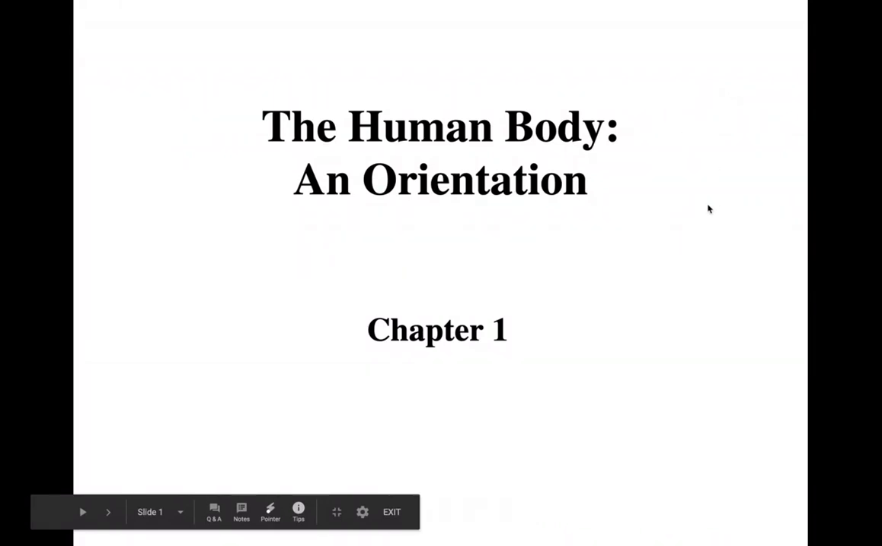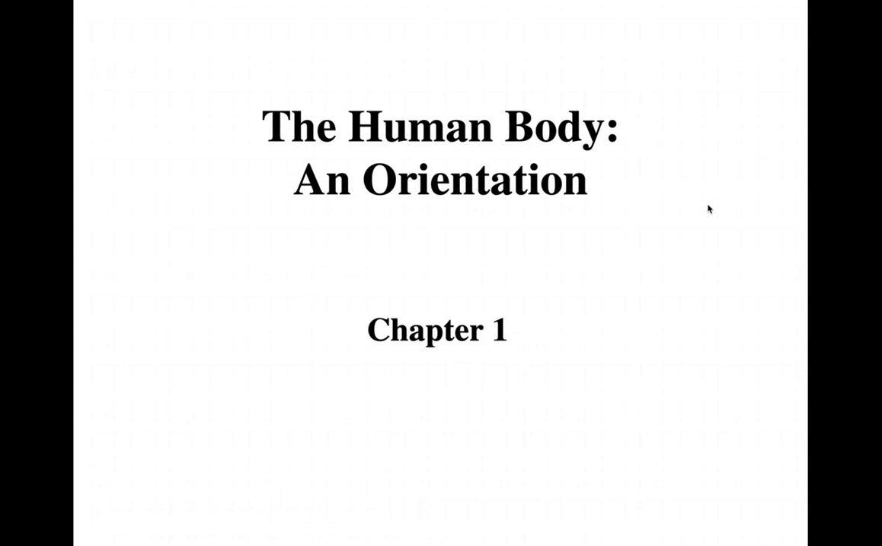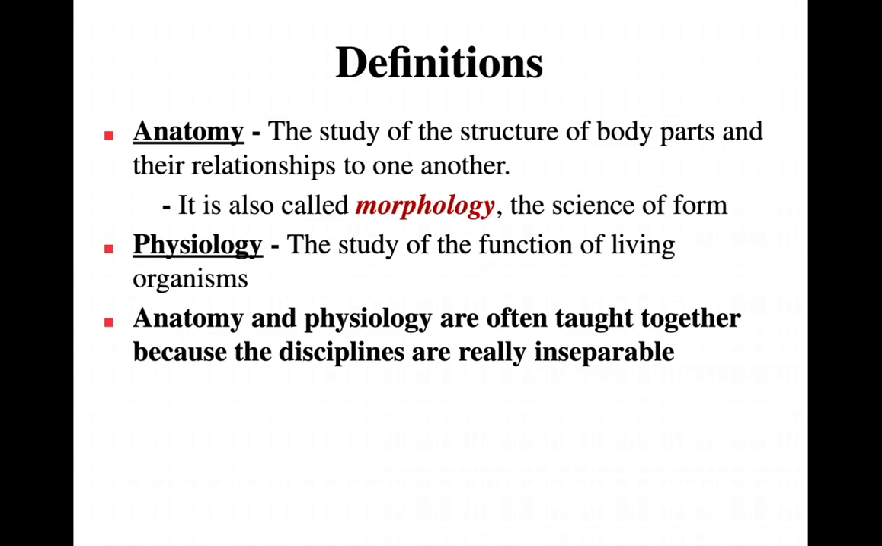All right, here we are getting started with our first lecture for Biology 241. This class is Human Anatomy and Physiology, and that's what we're going to be looking at today. This first chapter is to give you an overview of what we're going to be covering in this class throughout the rest of the quarter. So this is a class on anatomy and physiology.